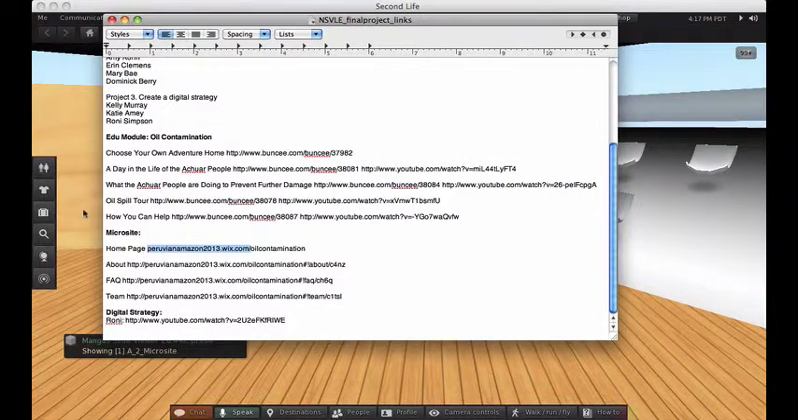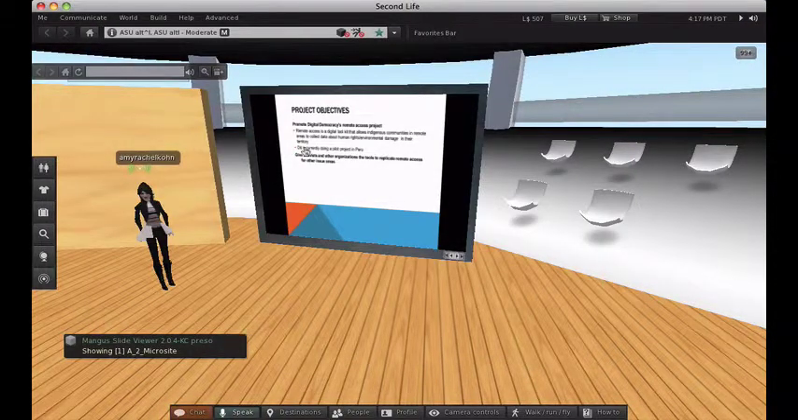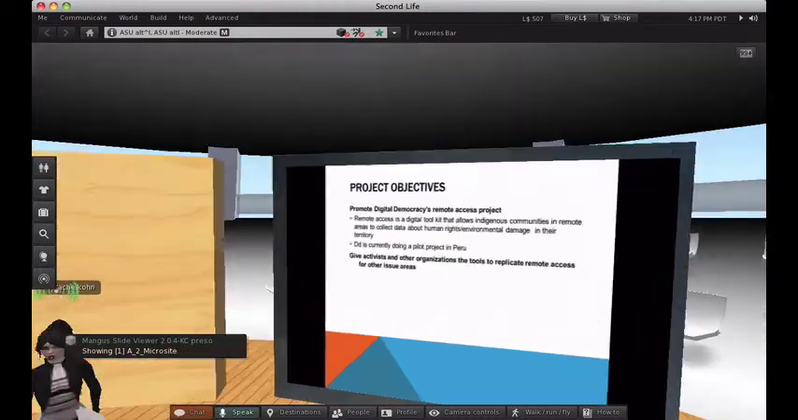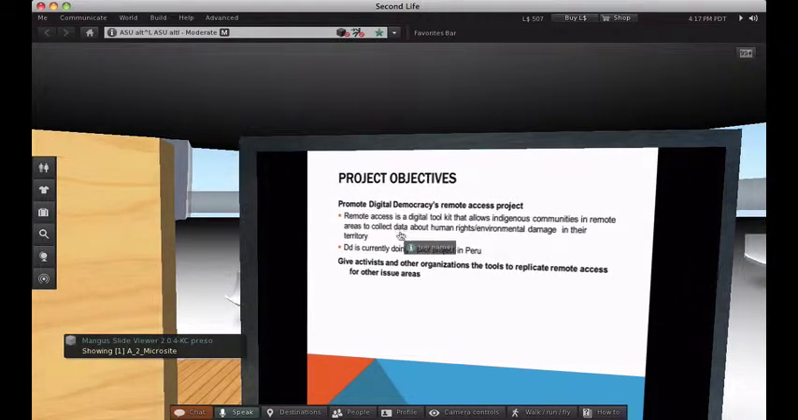So we're going to start off talking about what our project objectives were. These objectives became our final objectives after we learned a lot from them. They weren't necessarily our initial objectives, but as we learned more about Digital Democracy, this came into focus. So the first thing is to promote Digital Democracy as a remote access project.